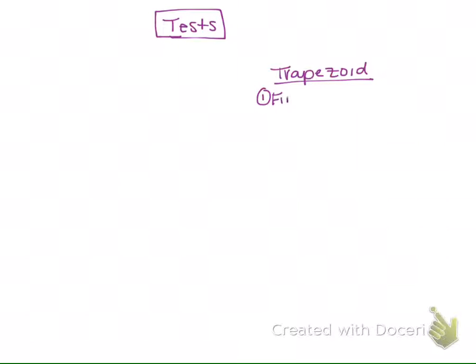Okay, so we are looking at your purple sheet. So, your tests for quadrilaterals. The test for a trapezoid. We're not doing trapezoids today, but just as a reminder, what do we do first to test if it's a trapezoid? Find the slope of all four sides.